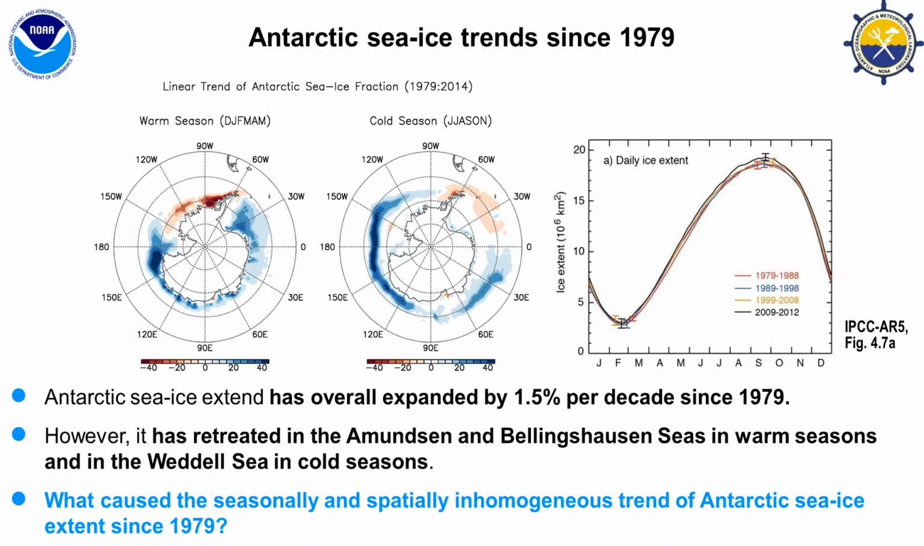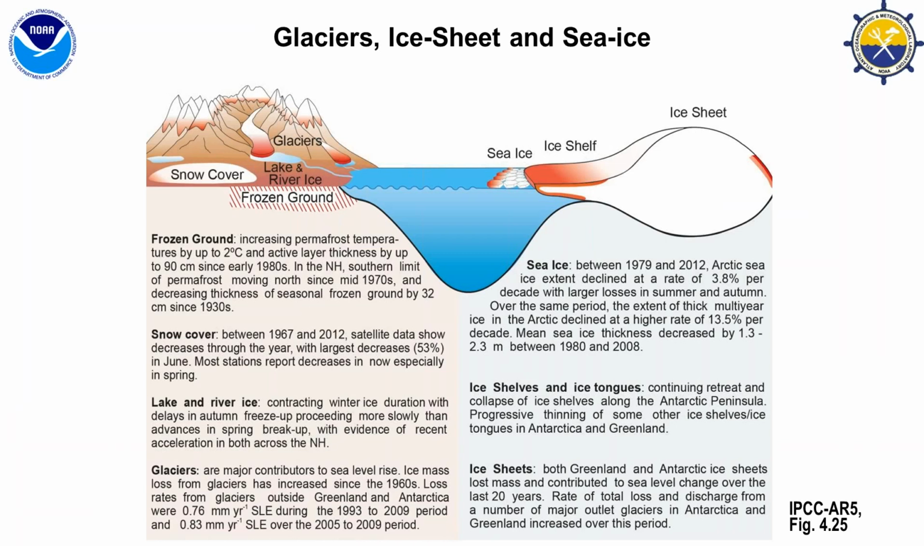So the main question in this study is what caused the seasonally and especially inhomogeneous trend of Antarctic sea ice extent since 1979? That's a question that I'd like to address. But before I address that question, I want to talk a little bit about terminology.